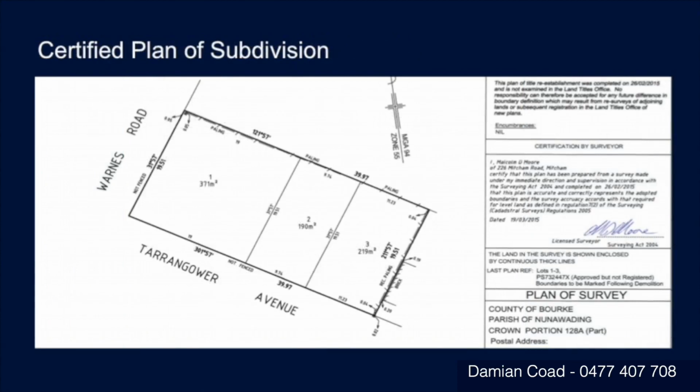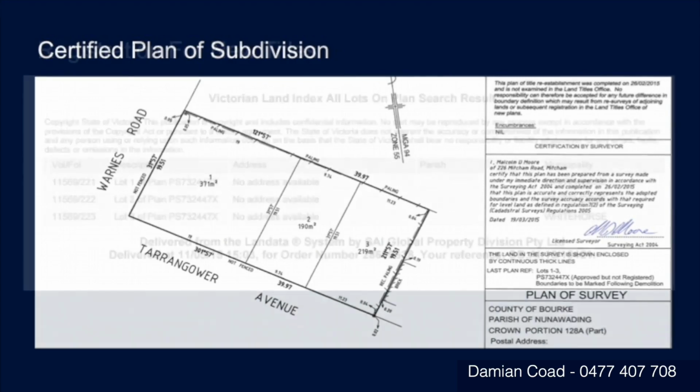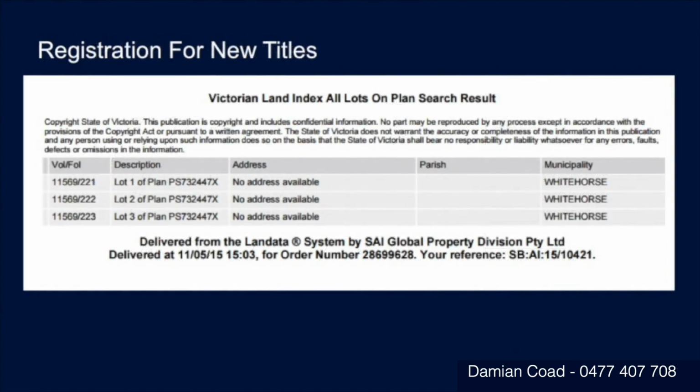Certification of the plan of subdivision is now undertaken online in most cases. Council and the land surveyor electronically sign the plan, which can be formally registered at the Land Titles Office. The final step in the registration process can be done either by a solicitor, conveyancer or personally. A fee is paid and the Land Titles Office will allocate volume and folio numbers to the new lots. An example of the new title is shown on the following page.